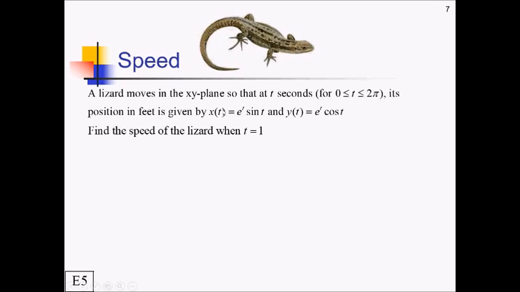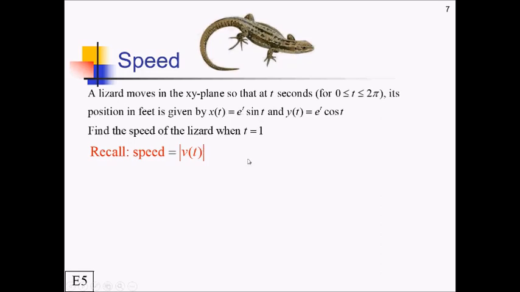And here are our motion functions, x of t and y of t. We want to know the speed of the lizard at time 1. Now remember, speed and velocity are not the same thing. Recall that speed's the absolute value of velocity. And this is a little bit tricky when we're dealing with a parametric set of equations.